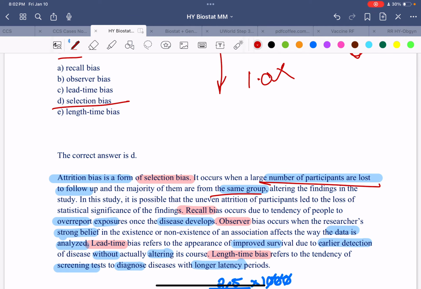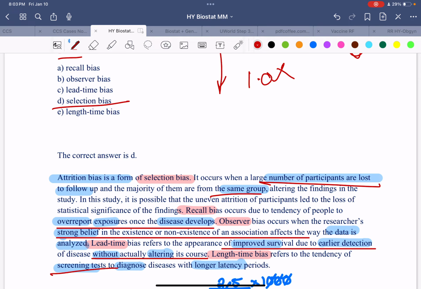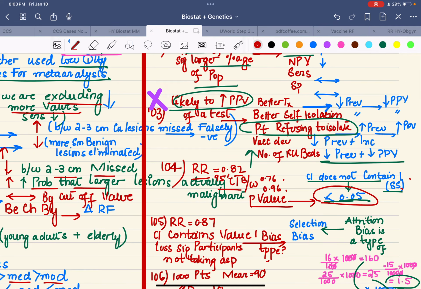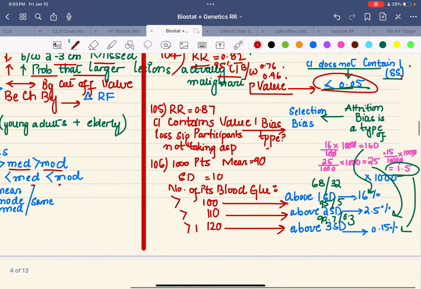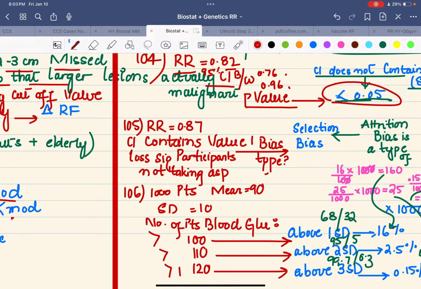This is known as a selection or attrition bias. Whereas over-reporting of exposure amongst the disease population is known as a recall bias. Observer having a strong belief in the existence or non-existence of association is known as observer bias. And if there's improved survival due to early detection of disease without altering the course, this is known as lead time bias. Whereas a screening test that diagnoses diseases with longer latency periods is known as length time bias. So if we are having a particular statistically insignificant result, why? Because of the significant loss of participants, this is known as a selection bias, which is a type of attrition bias.